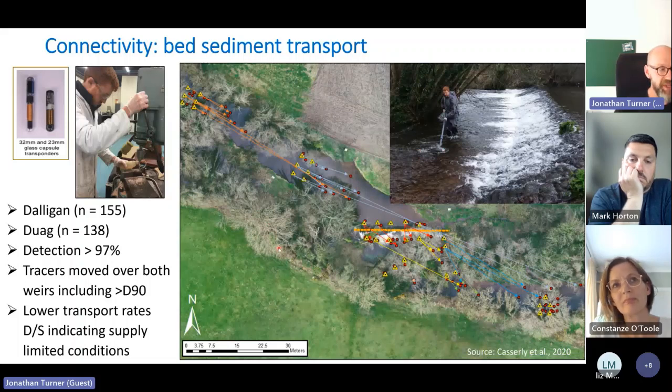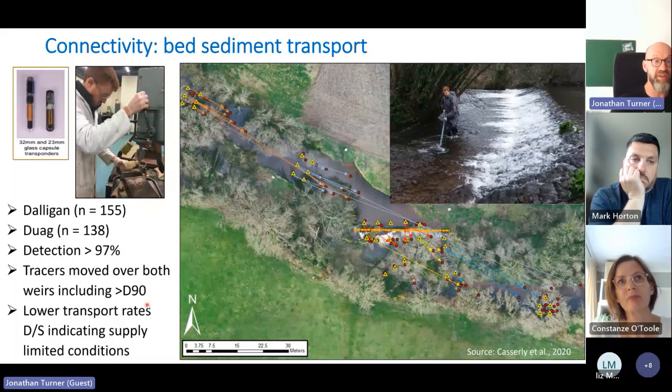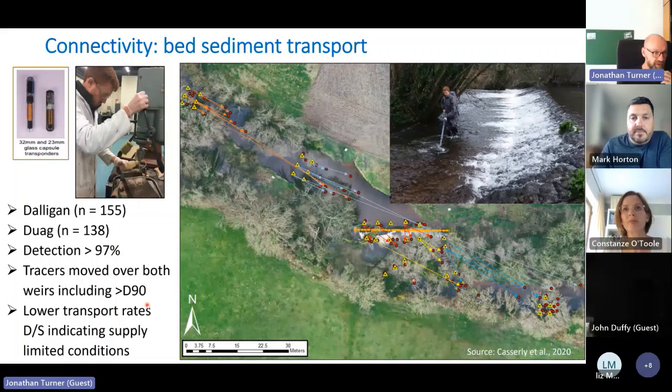What we found was that at both of the sites, the tracers moved over the structure, including the largest gravel. What we refer to as the D90, the 90th percentile particle size, was able to move over these structures. So it wasn't impeding the movement of even the coarsest material.